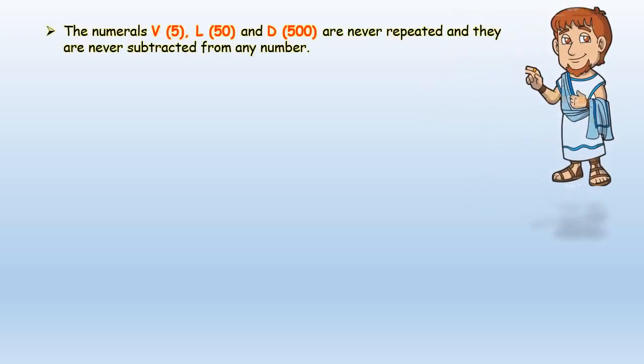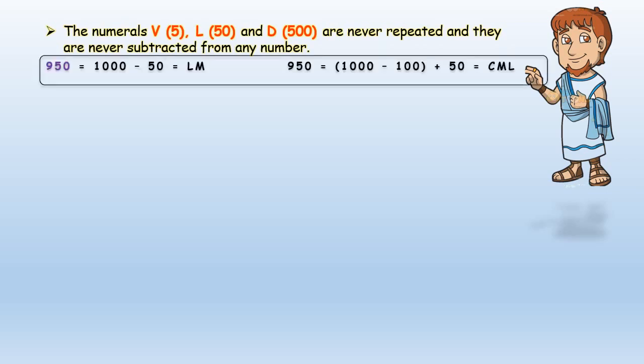Now children, let's see what the fifth rule says. The fifth rule says that 5, that is V, 50, that is L, and 500, that is D, are never repeated and they are never subtracted from any number. That means we cannot repeat V, L and D, and we cannot subtract these three numbers from any other number. To make this point clear, let's see here.